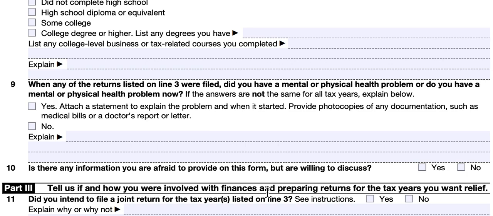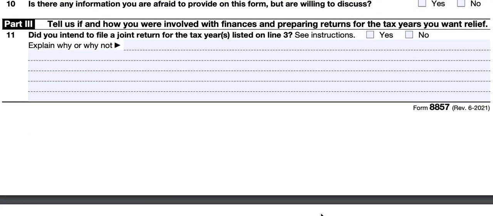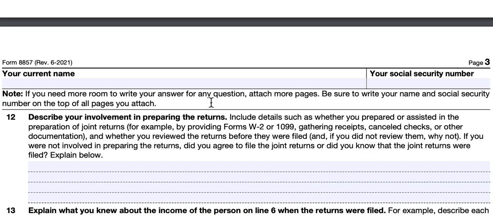Part 3, tell the IRS how you might have been involved in the finances and preparing returns for the tax years. So line 11, did you intend to file a joint return? Yes, no, provide an explanation. Line 12, describe your involvement, whether you prepared any paperwork, whether you assisted in anything, whether you reviewed the returns. If you were not involved, you do have to write whether or not you agreed to file the tax returns or if you knew that the joint returns were filed in the first place.